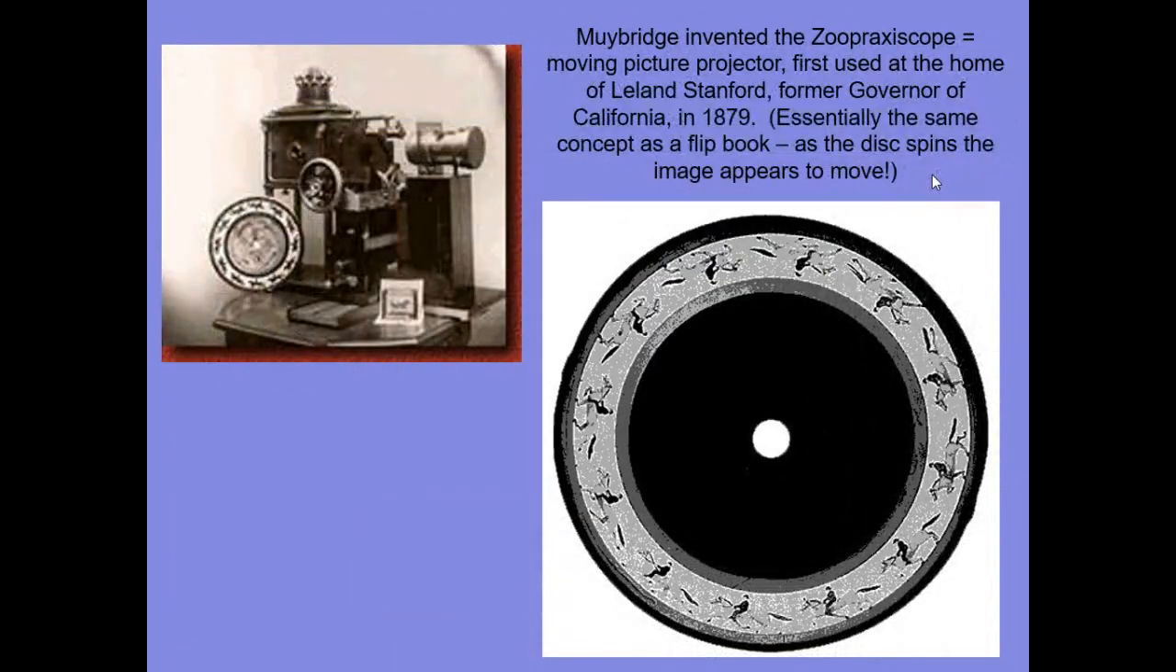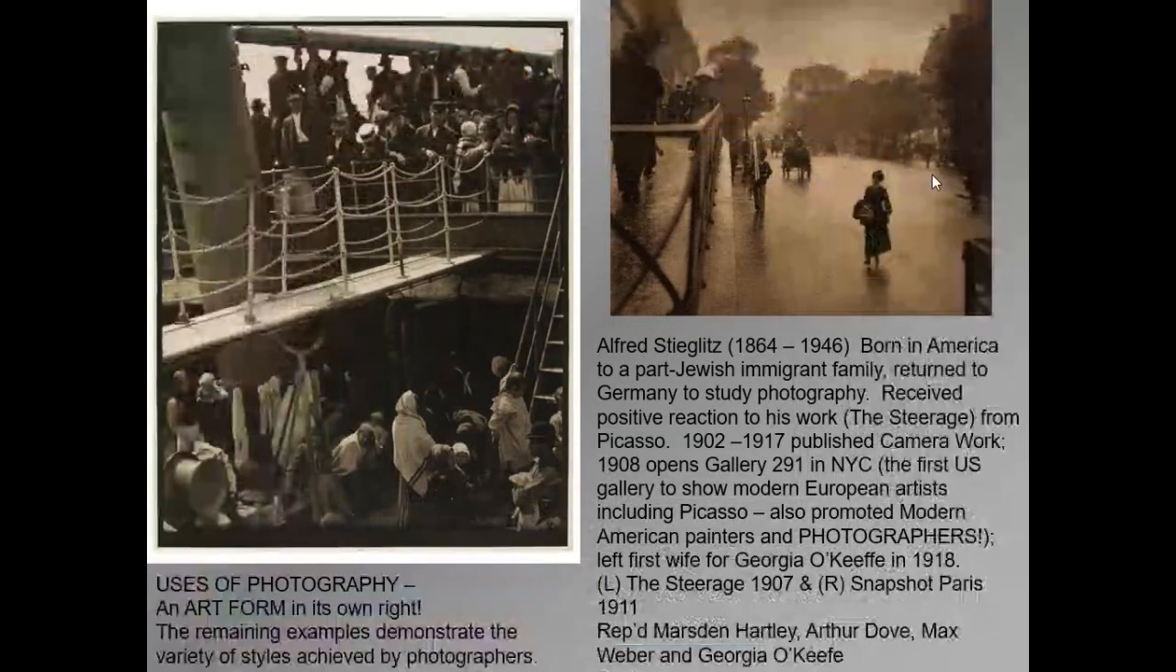Muybridge, in fact, invented the zoopraxiscope, which is a device for viewing sequential images that are slightly different one from the other to create the illusion of movement. And that is the step right before the motion picture camera.